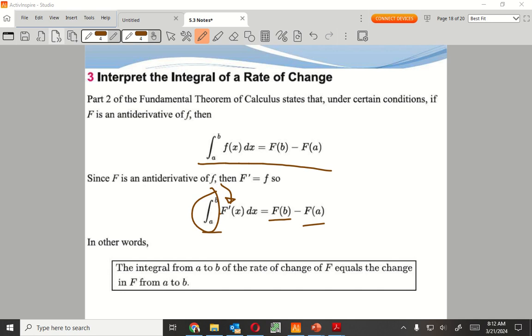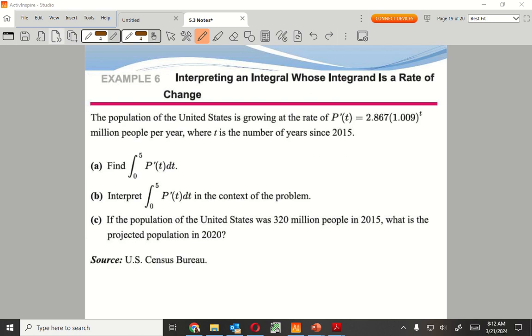Okay, in other words, the integral from a to b of the rate of change of F equals the change of F from a to b. Population in the United States is growing at a rate of, okay, so again, this is going to be a rate of change. It's a rate of change because it is the derivative of the integral. And we know rate of change refers to the slope. So it's a slope.